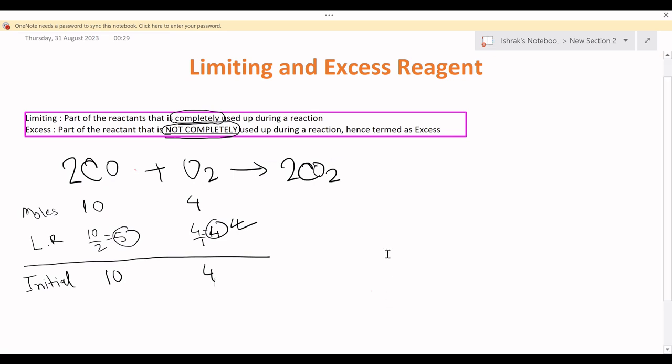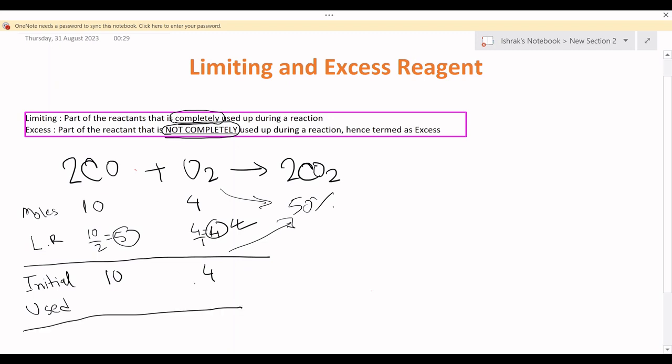All this while, we have assumed that 100% of my limiting reagent is used, but that's not always the case. Let's say this is 50% used. What happens? What does that mean? So initially, we know we have 10 moles of carbon monoxide and 4 moles of oxygen. Now we know this is my limiting reagent, and now this information is given. It's 50% used, so it's not going to be 100%.